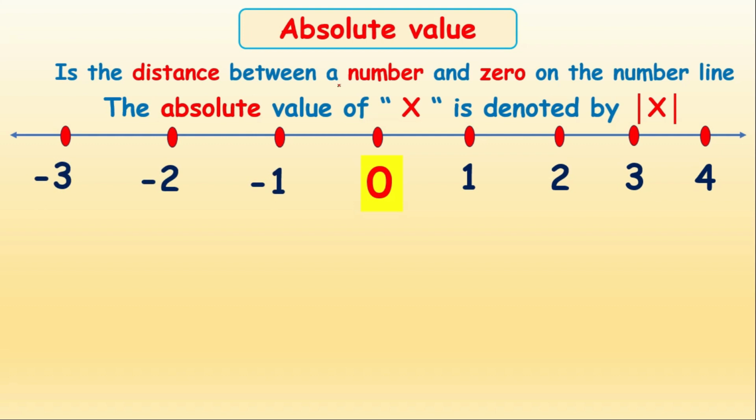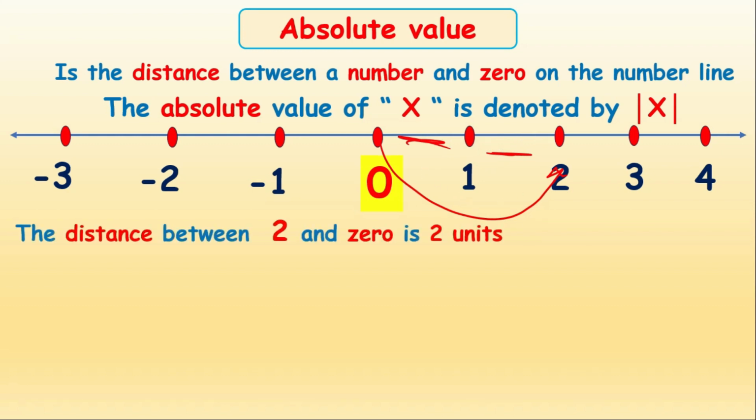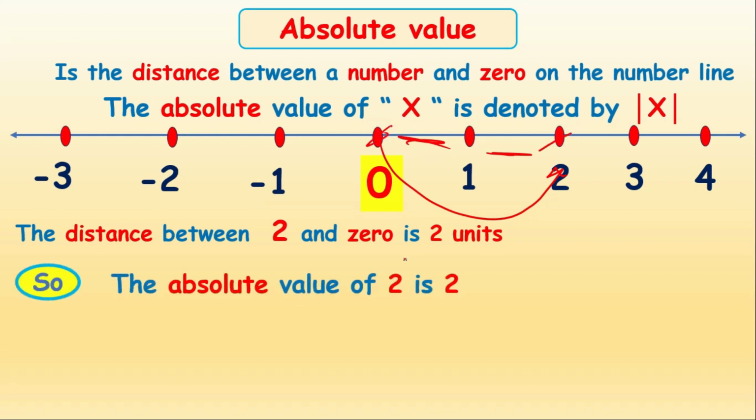Okay? Look at the distance between 0 and 2. The distance between 0 and 2 is 2 steps, right? 1, 2. So we have 2 steps between 0 and 2. So the distance between 2 and 0 is 2 units. Okay, that means the absolute value of number 2 is 2, denoted by this symbol. Here we say that absolute of 2 equals 2, meaning the distance between 0 and 2 is 2.